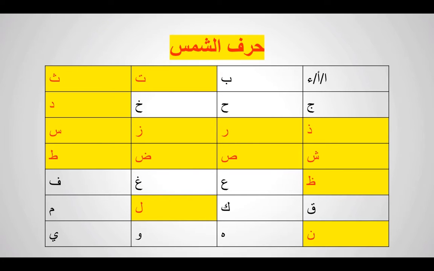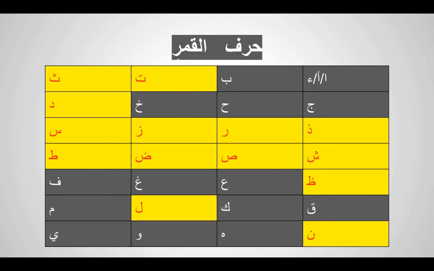For example, here we got ta, tha, dal, zal, ra, za, sin, shin, sad, ta, ta, za, lam, nun. These are all the huruf shams. And the rest of the letters are called huruf qamar, where the sound of the definite article lam is produced along with the letter which comes after it, and those are called huruf qamar. And these are the letters, the remaining ones.